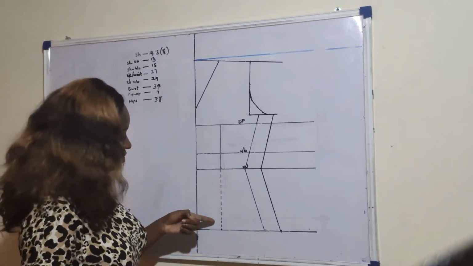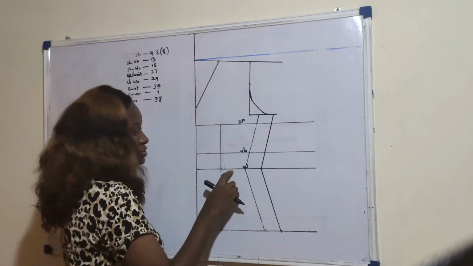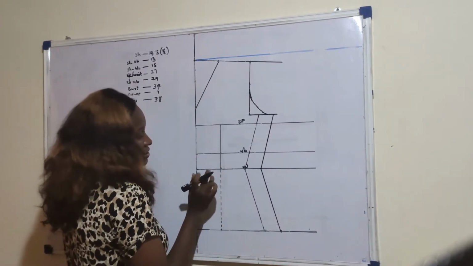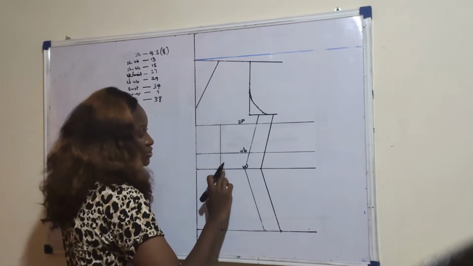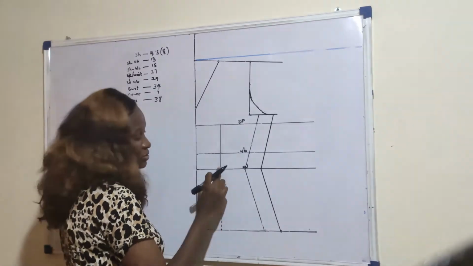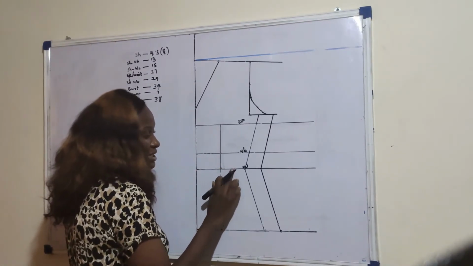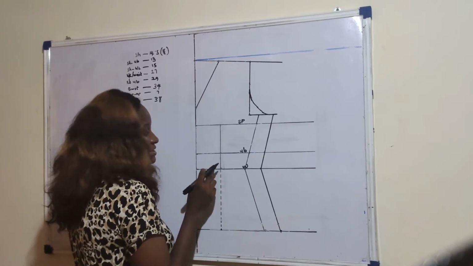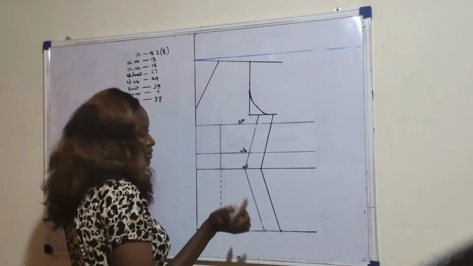So I wanted to make these dotted lines from the waist level, to clearly show you guys that by the waist level, it's where you start drawing your dart from. At this waist level, you take half an inch to the left and half an inch to the right. Then you connect it to this bust point at an angle.